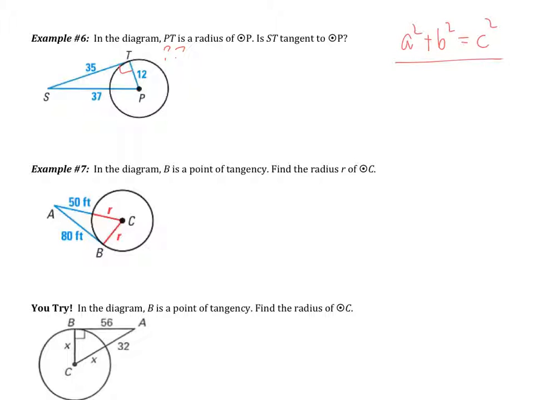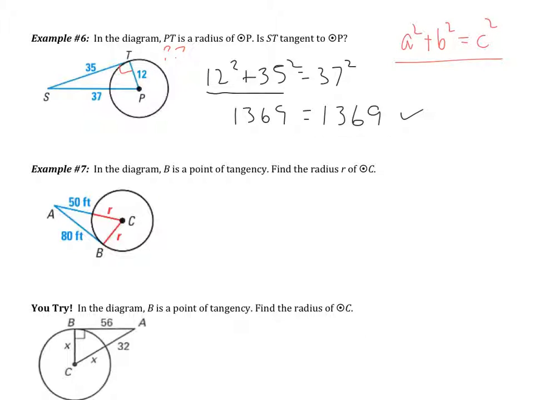So she says if a squared plus b squared equals c squared, it's a right triangle. If a squared plus b squared doesn't equal c squared, it's not a right triangle. Which one has to be the c? 37, the biggest number, right? So try it, see what you get. If I were to do 37 squared, what do I get? 1369, and then 12 squared plus 35 squared is also 1369. So if they are the same, then that means that yes, ST is a tangent line. If it hadn't worked out, then it would not have been tangent.